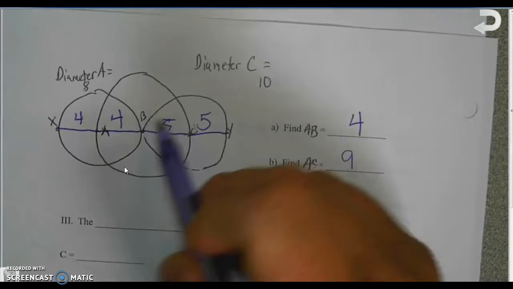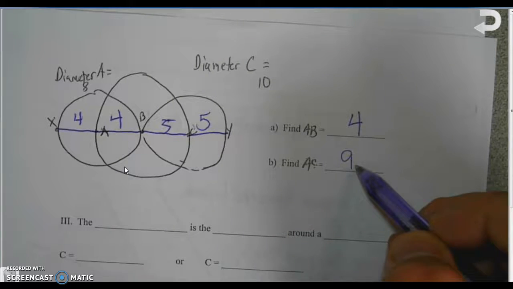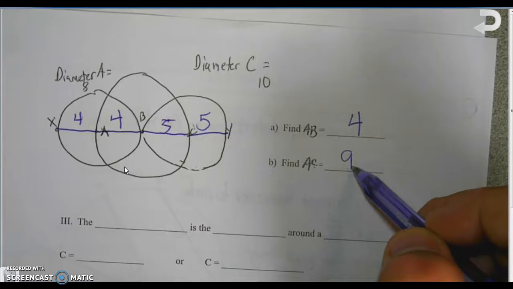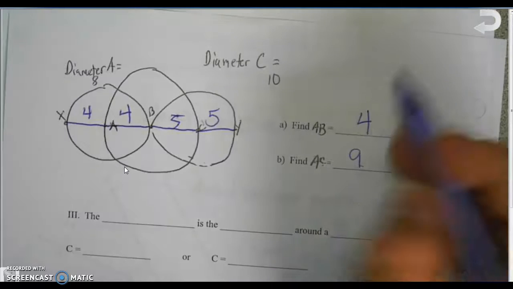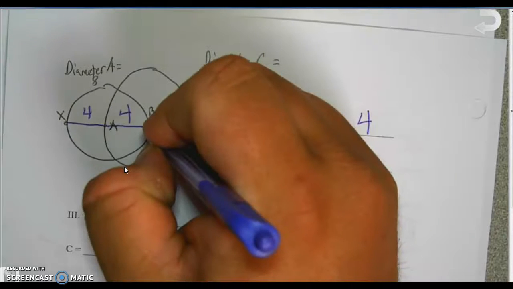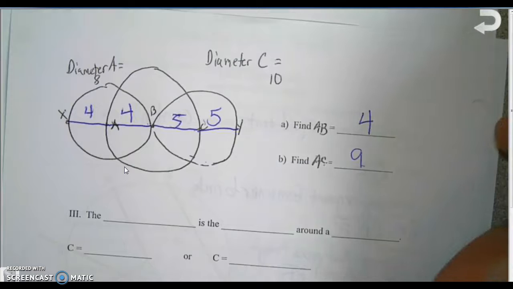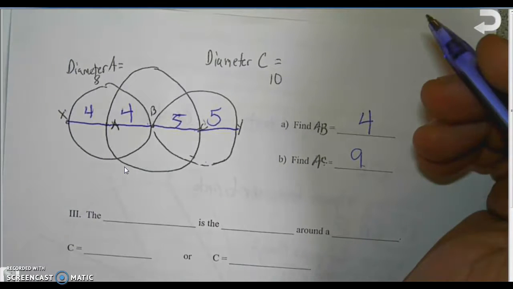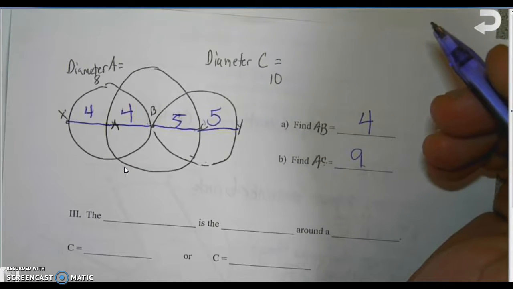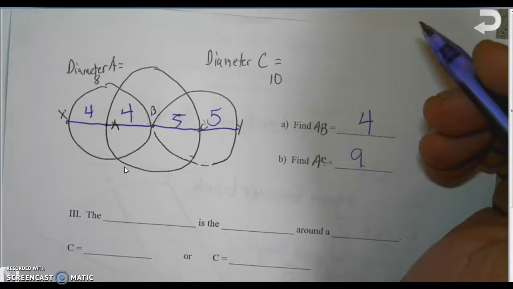Because if this circle has a diameter of 9, then its radius will be 4.5. B is not in the radius. So if I were to put another point here called X, we could find the distance between X and B based on the fact that the diameter is 9 and the radius would have to be 4.5. Okay.